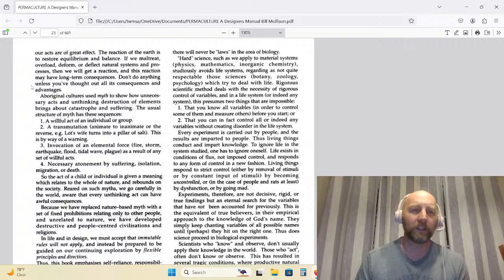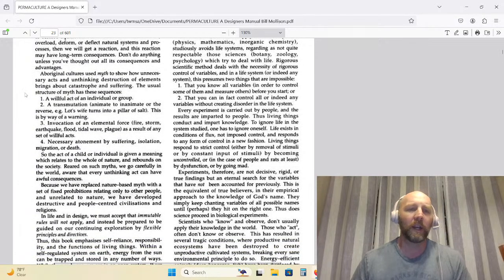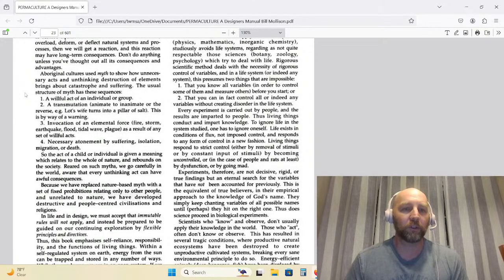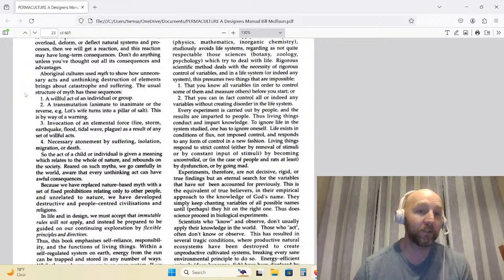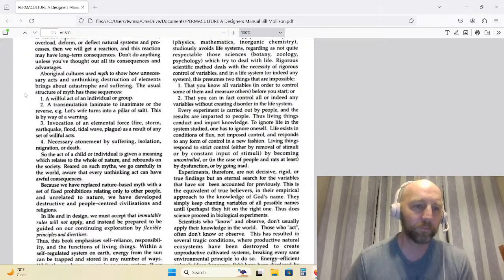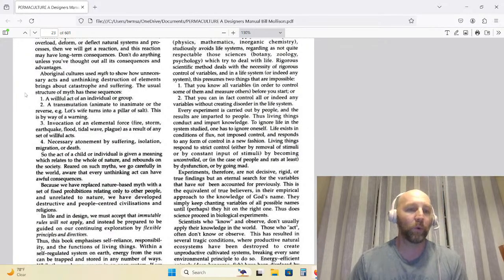Don't do anything unless you've thought out all its consequences and advantages. Aboriginal cultures used myth to show how unnecessary acts and unthinking destruction of elements brings about catastrophe and suffering. The usual structure of myth has these sequences. 1. A willful act of an individual or group. 2. A transmutation, animate to inanimate, or the reverse, e.g. Lot's wife turns into a pillar of salt. This is by way of a warning.